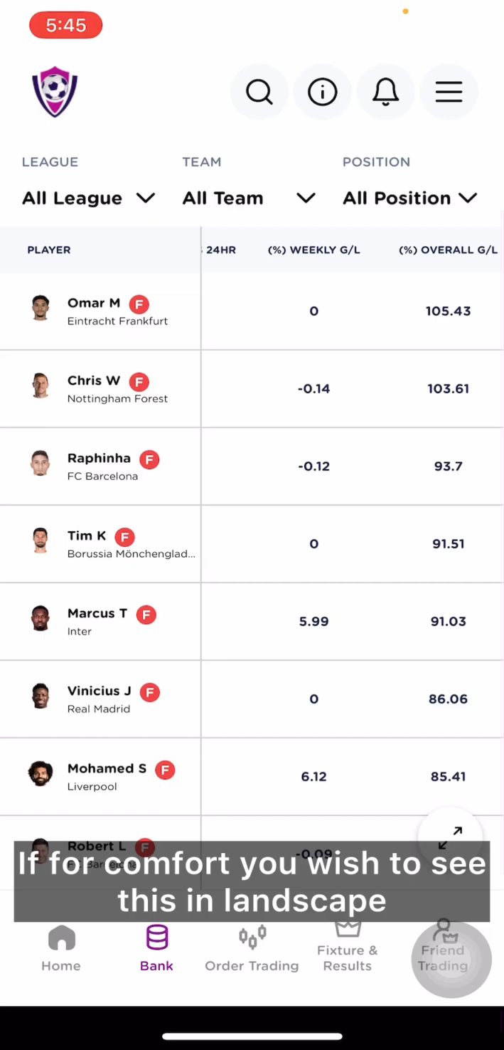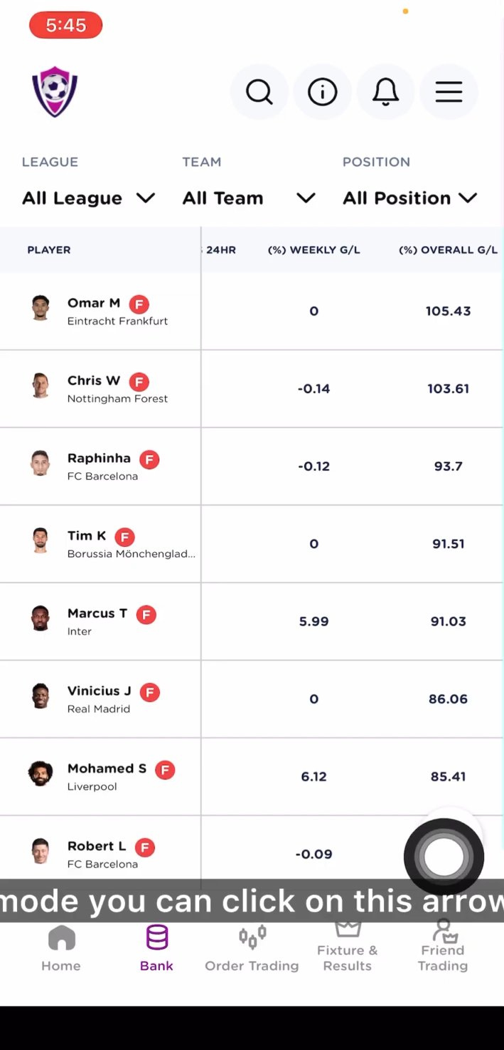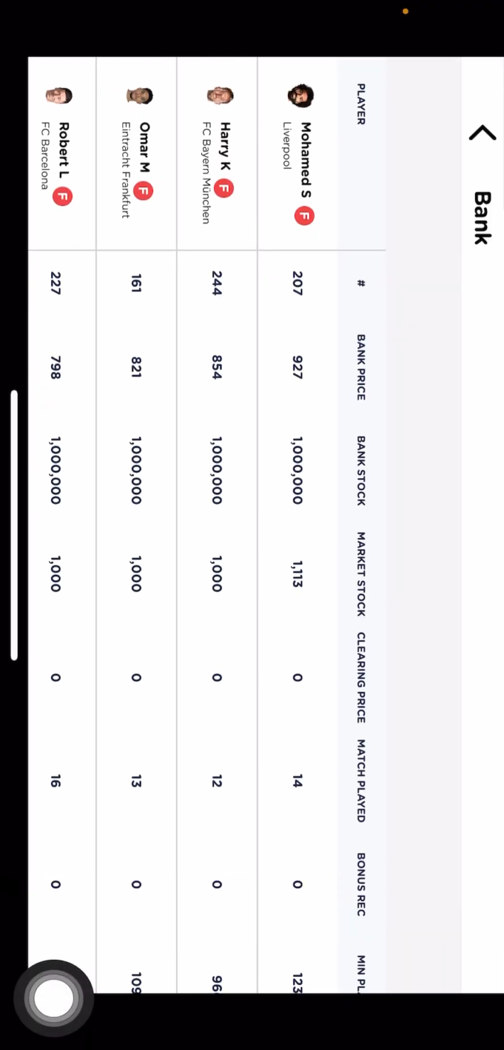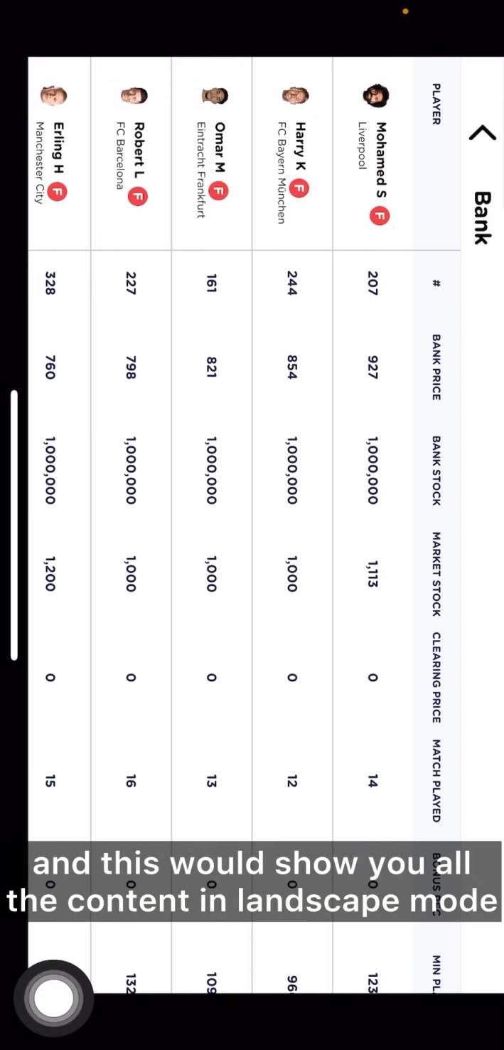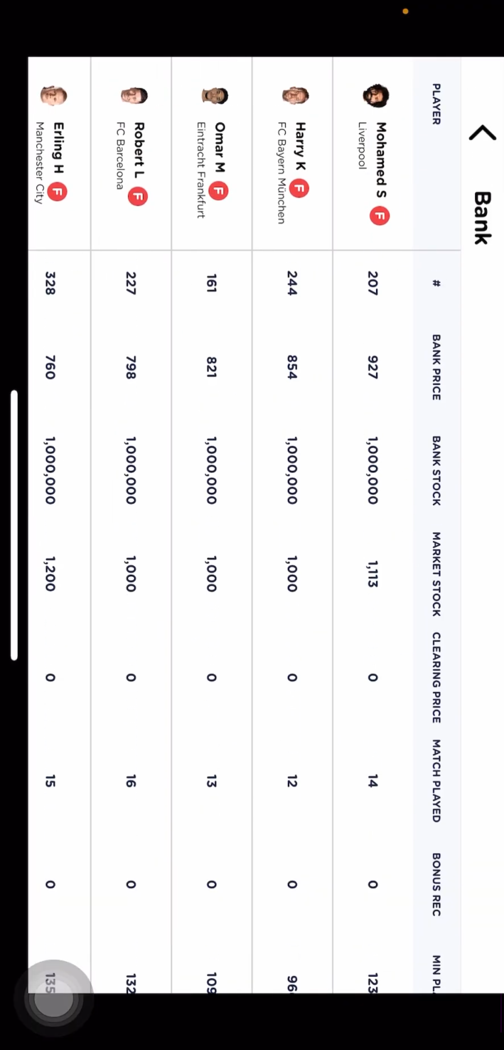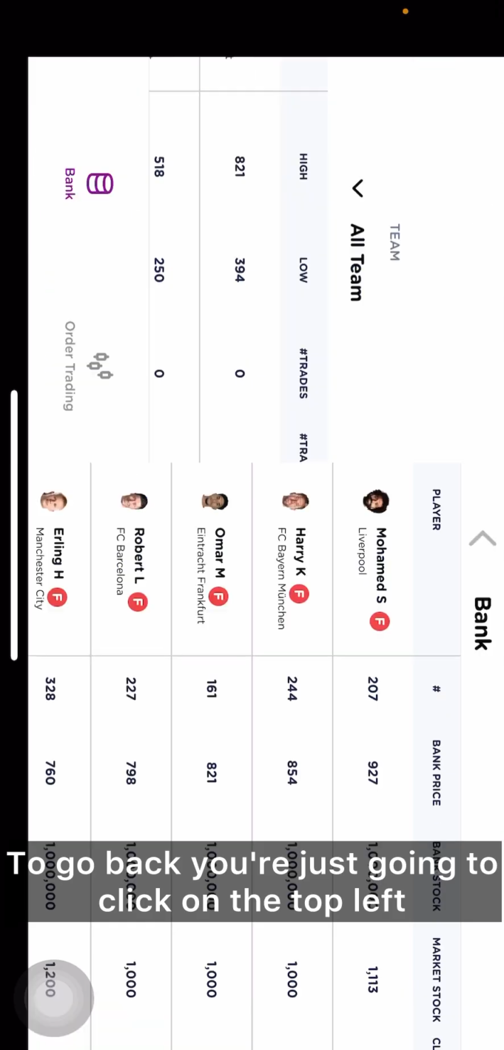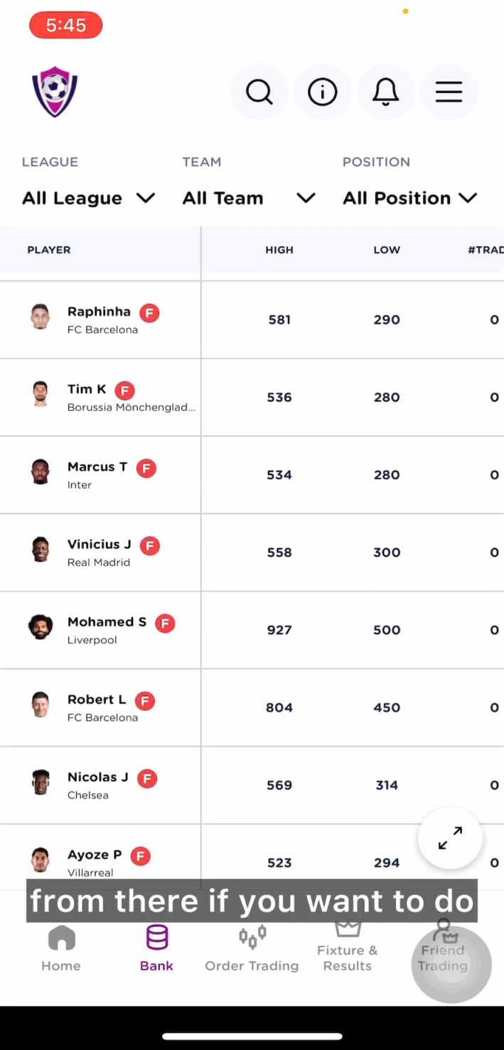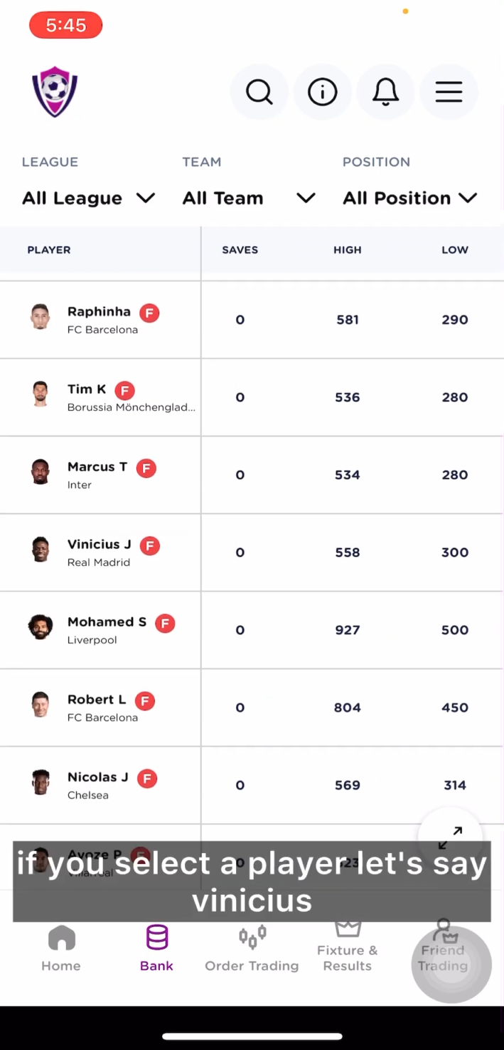If for comfort you wish to see this in landscape mode, you can click on this arrow or move your phone horizontally, and this would show you all of the content in landscape mode. To go back, you're just going to click on the top left where it says bank and then move back to the portrait mode. From there, if you select a player, let's say Vinicius Jr.